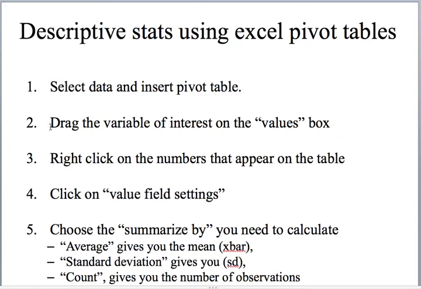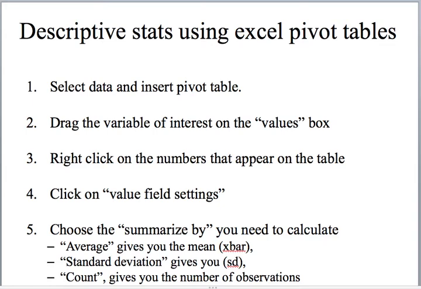And you're going to do this from the data set. You're going to select the data and insert the pivot table. You're going to drag the variable of interest on the values box. Then you're going to right click on the numbers that appear on the table and click on value field settings. Once you're in the value field settings menu, you can choose the summarize by option you need, depending on what you need to calculate. You would choose average if you want to calculate the mean, or x bar. You would choose standard deviation if you want to calculate that standard deviation, and count if you want to calculate n, or the number of observations.